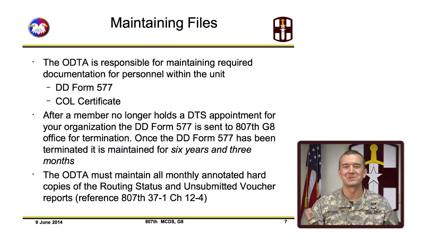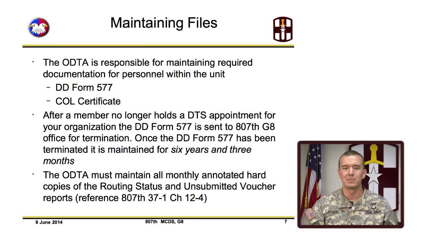The ODTA is responsible for maintaining required documentation for personnel within the unit. This means all DD Form 577s and COL certificates. After a member leaves your organization, the DD Form 577 is sent to the 807th G8 office for termination. Once the DD Form 577 has been terminated, it is maintained for 6 years and 3 months.